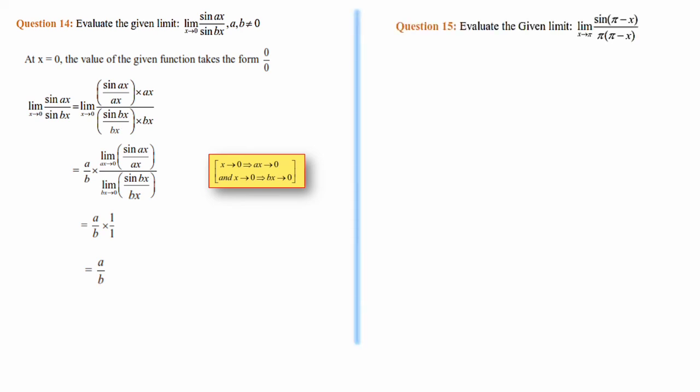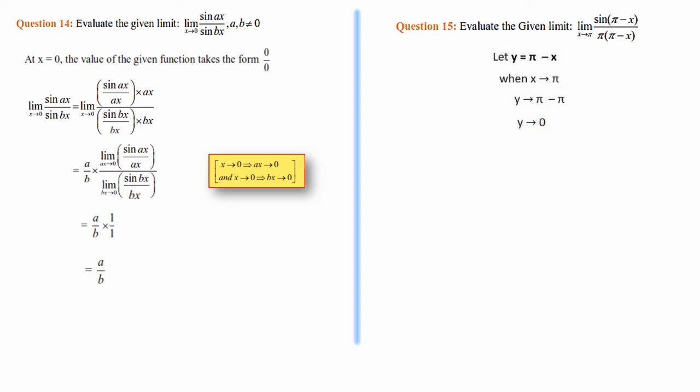Then here question number 15 we have to discuss. Evaluate the given limit. Limit x tends to pi, sine of pi minus x divided by pi into pi minus x. Let's try this one. Let y is equal to pi minus x. Just replace this pi minus x by y. Then when x tends to pi, y tends to pi minus pi. Pi minus pi is 0. Y tends to 0. As x tends to pi, y tends to 0.